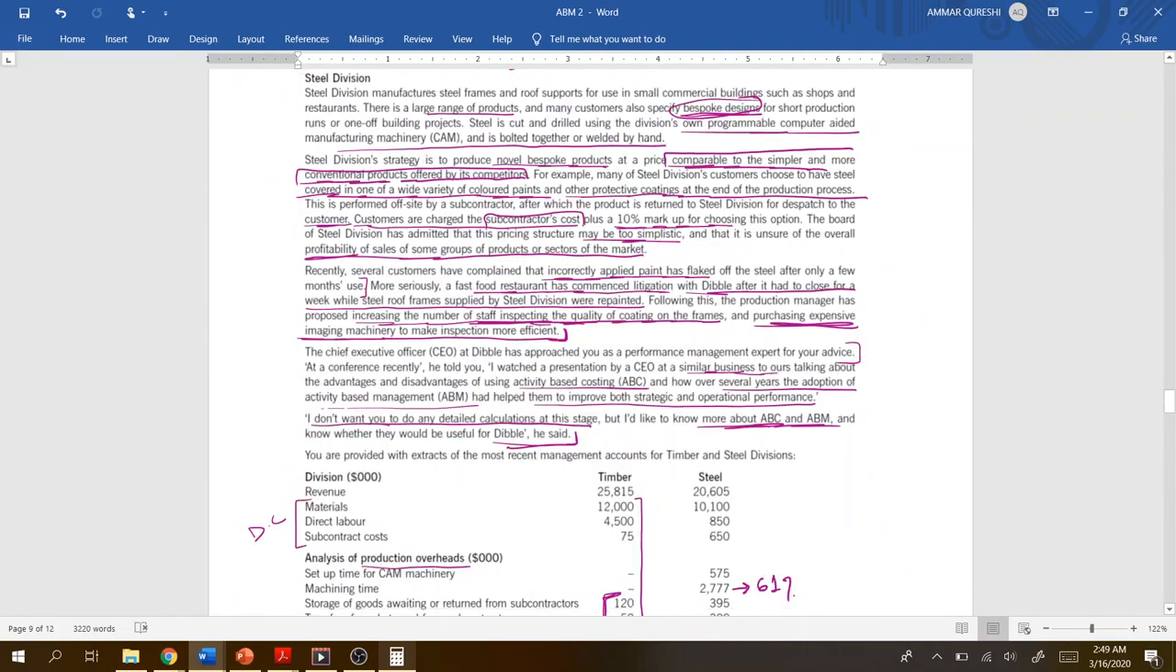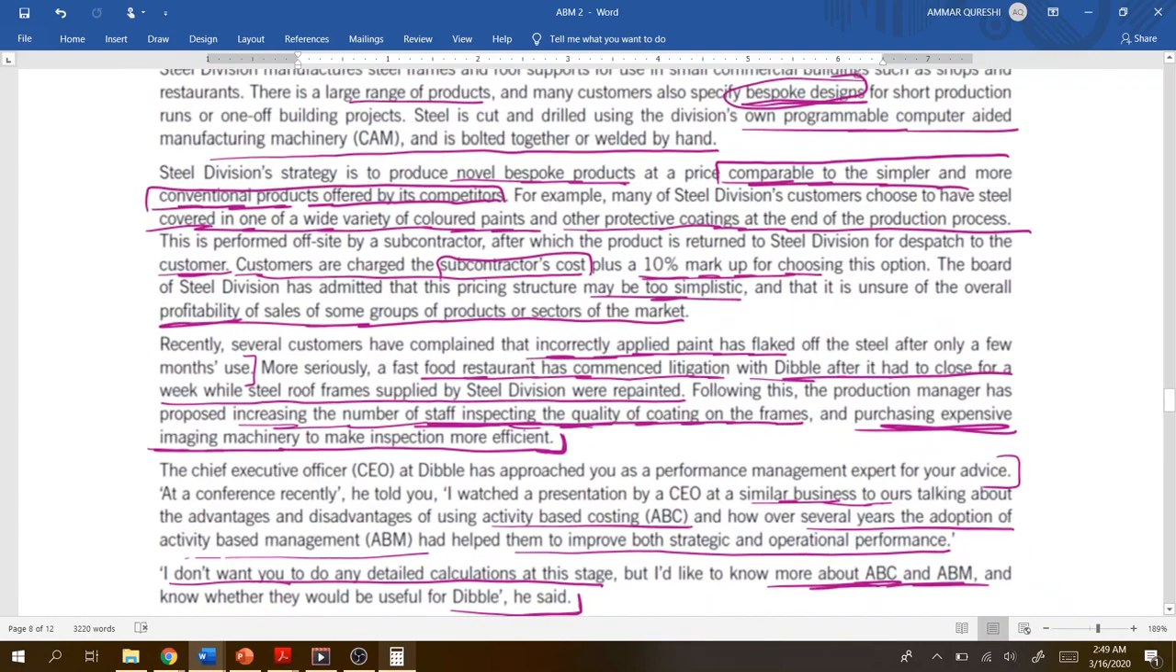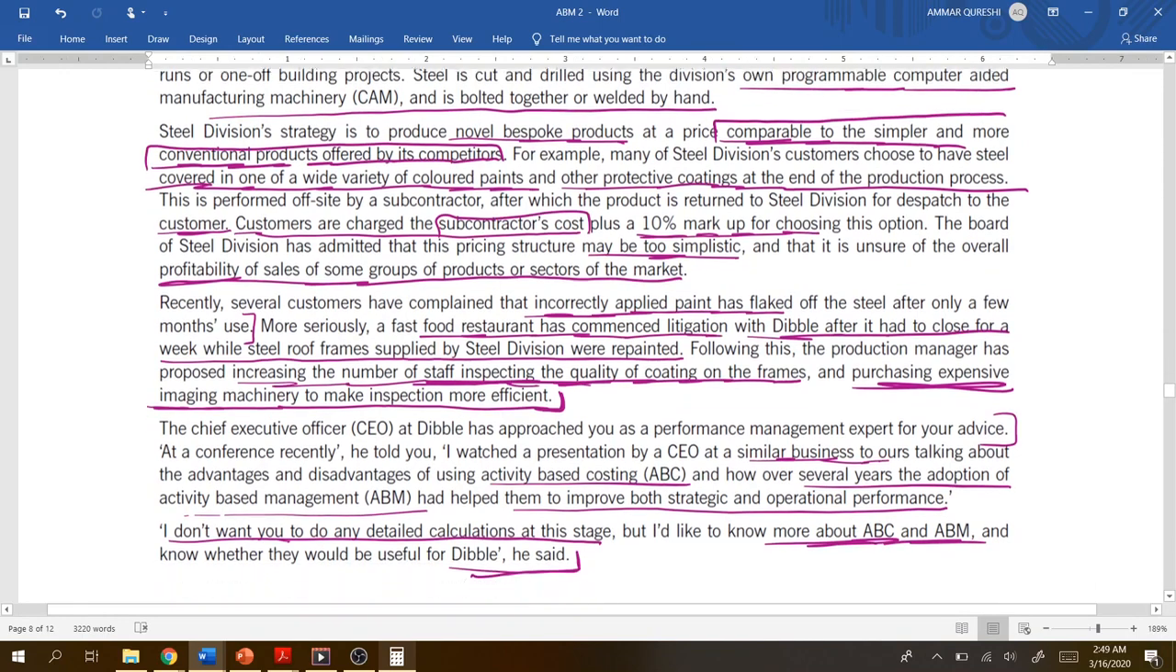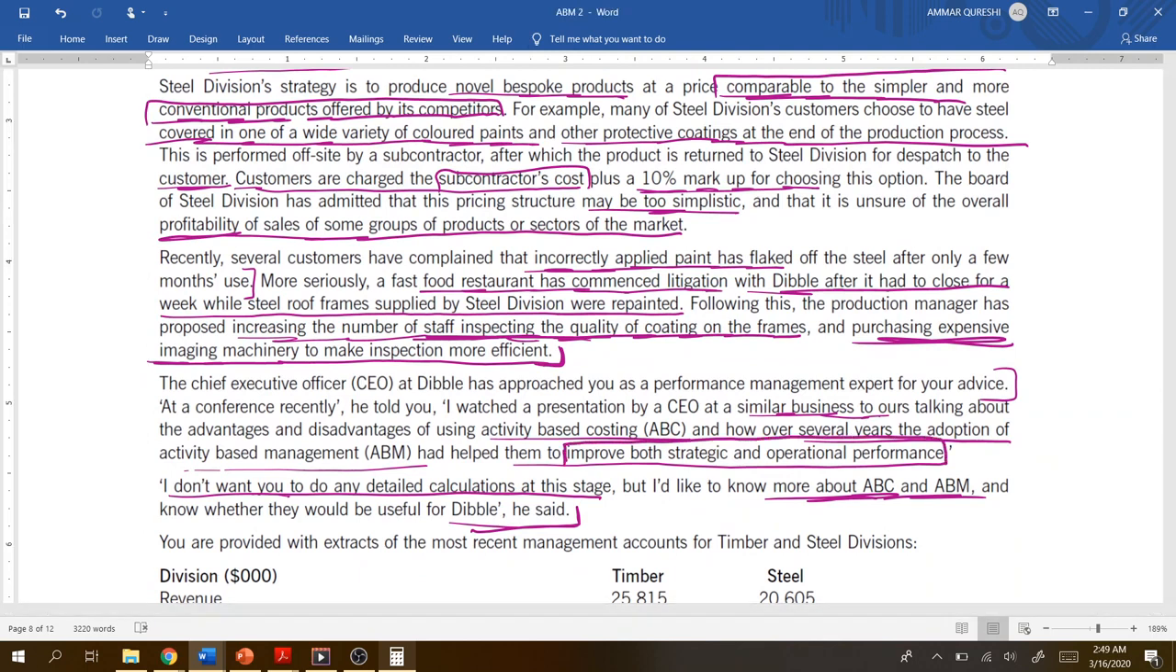So this is basically what we have already done in the activity-based management slides, right? Now, let's see if there's anything specific related to this question. The question asks you to guide the company to improve both the strategic and operational performance, right? So at the operational level, we are concerned with activity levels, and for the strategic level, we are more concerned about the product and customers, right?